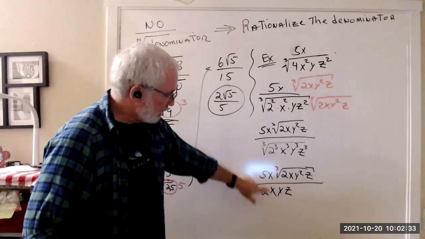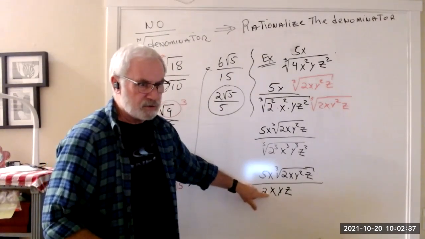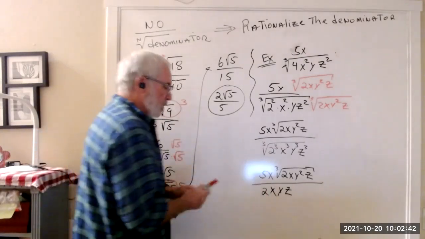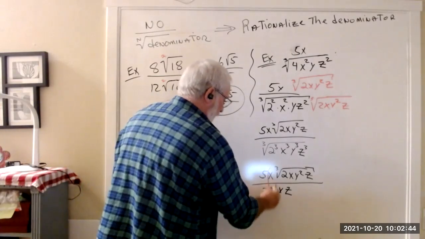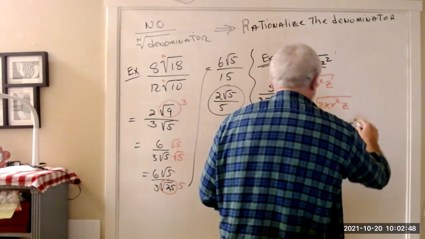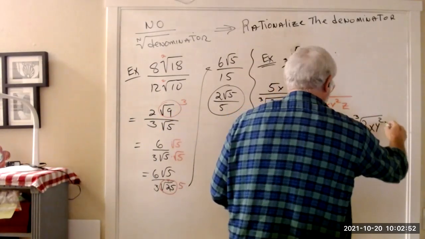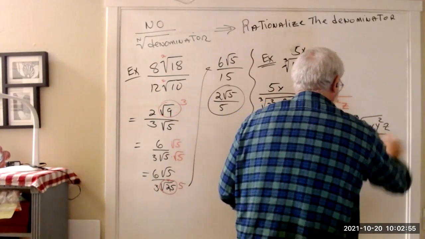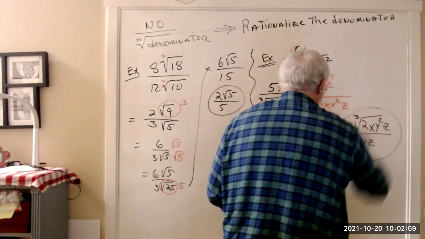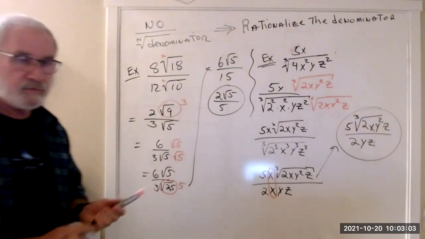Because this x and this x happen to just cancel each other out. Oh, good. I looked at the glare and I ignored it. So anyway, this x and this x cancel out. So our final answer is 5 cube root of 2xy squared z over 2yz. That is our final answer.